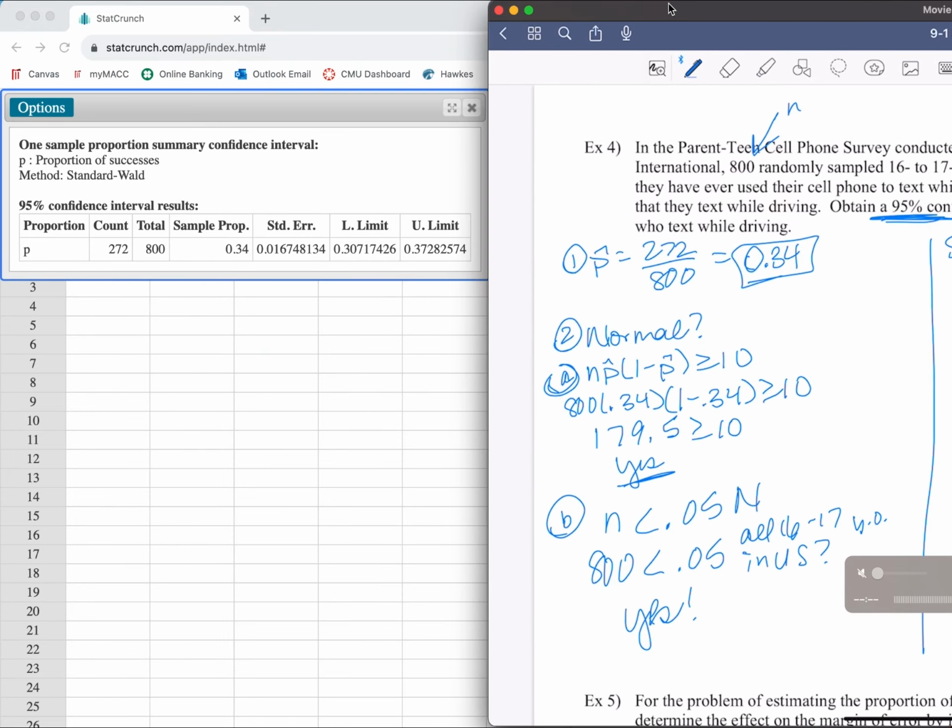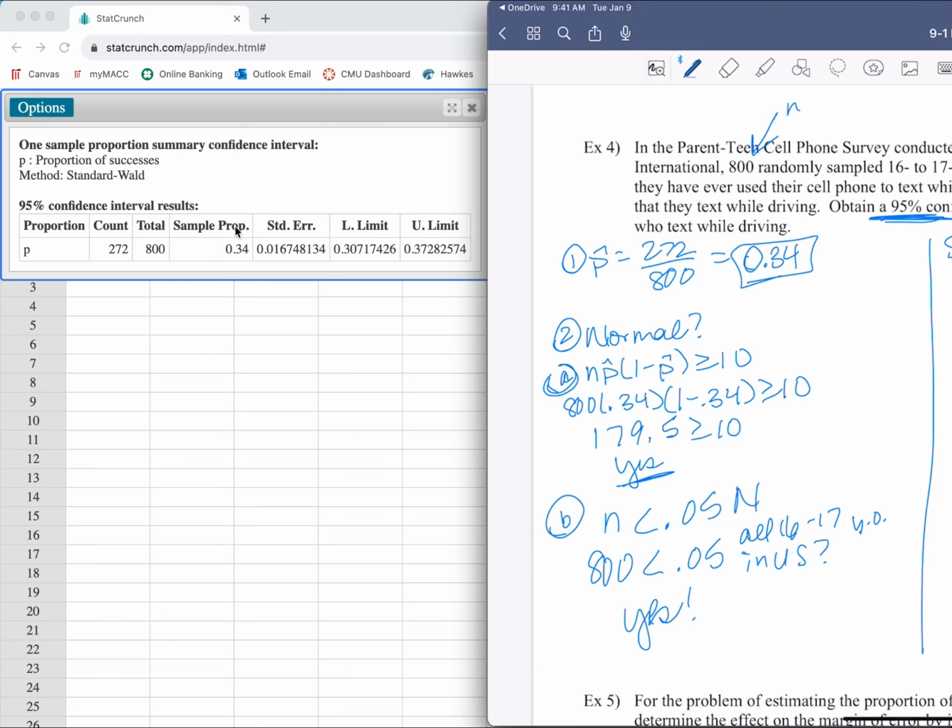Also, look at what else we are given. Here is the sample proportion. This is our p hat at 0.34. Yup, we've got that, 272 out of 800. Here's our standard error that we're looking at. And then here is the lower limit and the upper limit. So don't worry about the standard error. I said that because it just happened to be there, but we're not really messing with it. That is not our margin of error. That's different. But our lower limit and our upper limit.